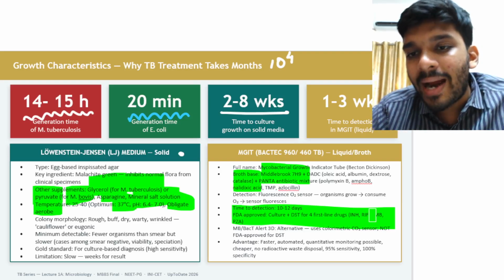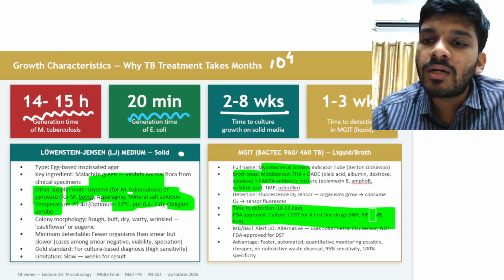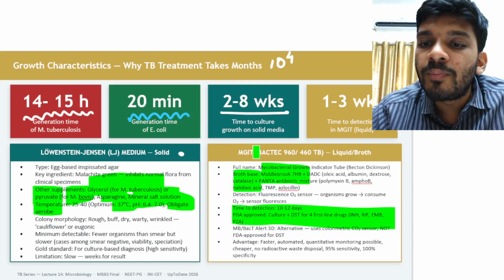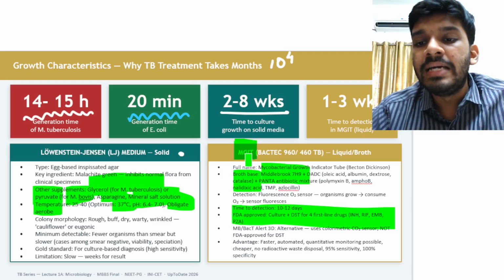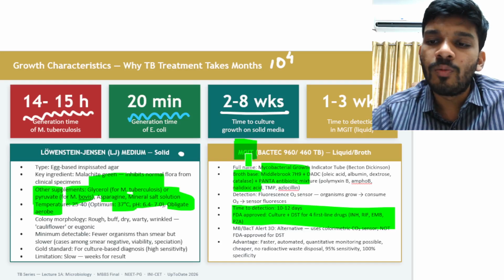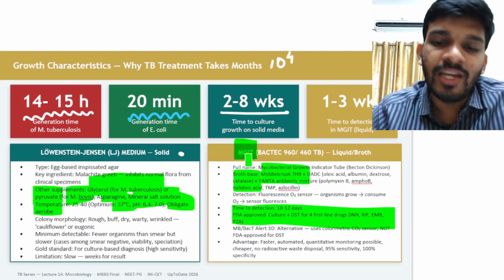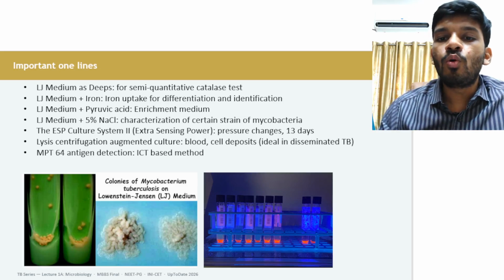Another alternative is the BACTEC method, where instead of a fluorescent sensor, you use a colorimetric carbon dioxide sensor. Okay, but it is not approved for drug sensitivity testing. So MGIT is approved for both drug sensitivity and identification, whereas the BACTEC is only approved for identification. Okay, it is faster, it is automated, and you can monitor. It is cheap, so it is having very good sensitivity and specificity. It's an amazing thing, right?